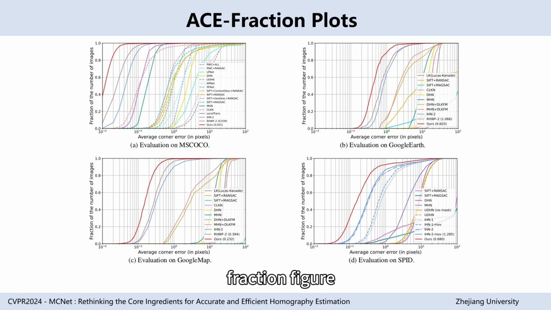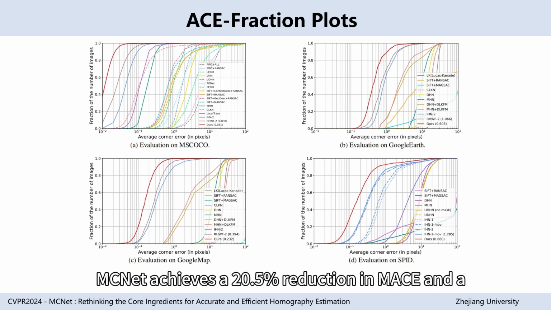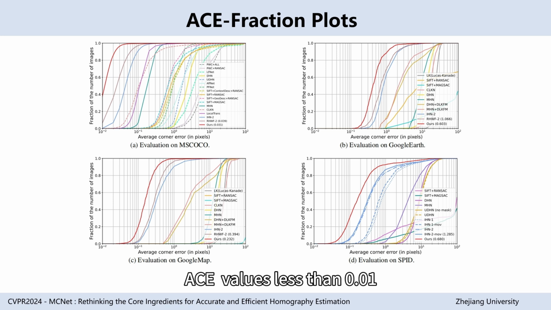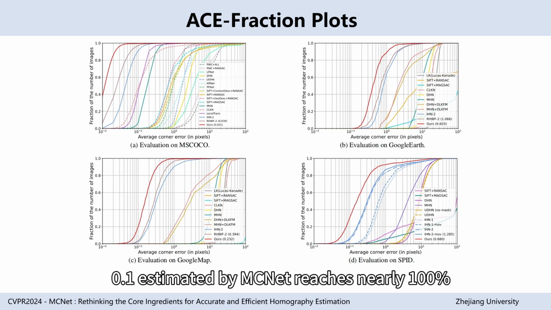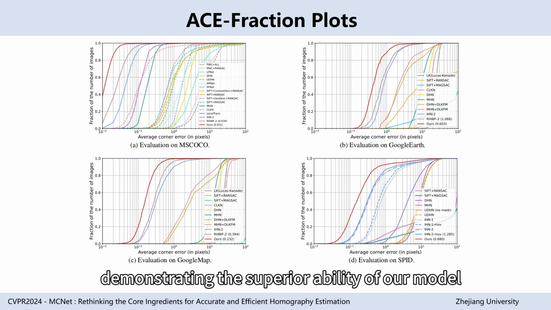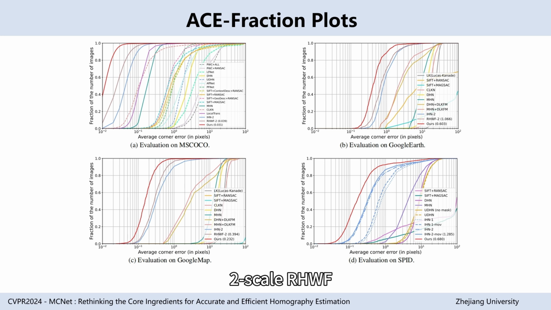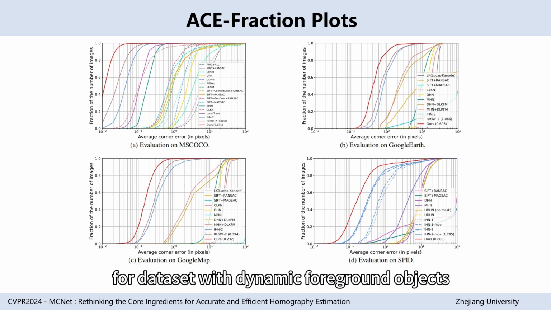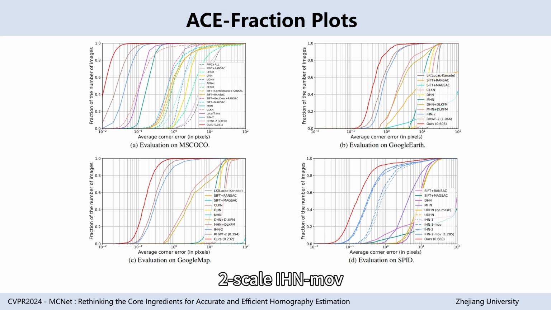Here we plot the ACE fraction figure comparing each algorithm on the four datasets. From the MCOCO dataset, compared to the previous SOTA model, 2-scale RHWF, MCNet achieves a 20.5% reduction in MACE and a 31.6% improvement in the fraction of ACE values less than 0.01. Additionally, the proportion of ACE values less than 0.1 estimated by MCNet reaches nearly 100%, demonstrating the superior ability of our model. For cross-modal datasets, we observe that our MCNet outperforms the previous SOTA, 2-scale RHWF, by 43.4% and 41.1% in terms of MACE on Google Earth and Google Map, respectively. For the dataset with dynamic foreground objects, MCNet outperforms all other competitors with a 47.1% reduction of the overall MACE compared to the previous SOTA model, 2-scale IHN move.